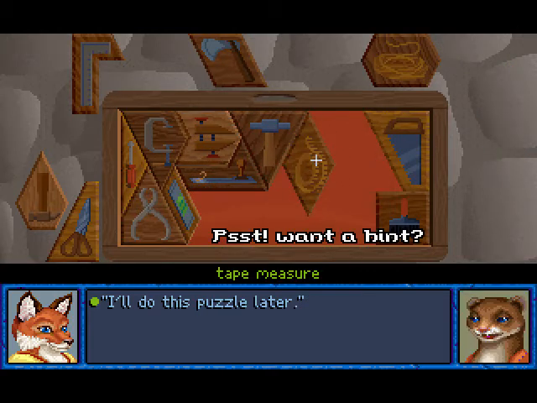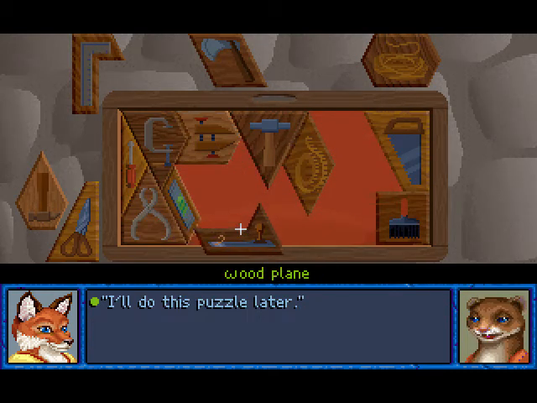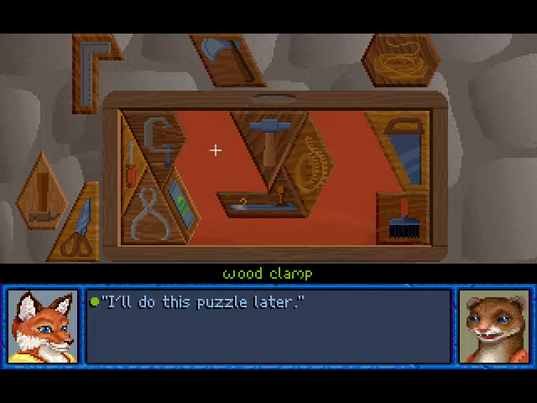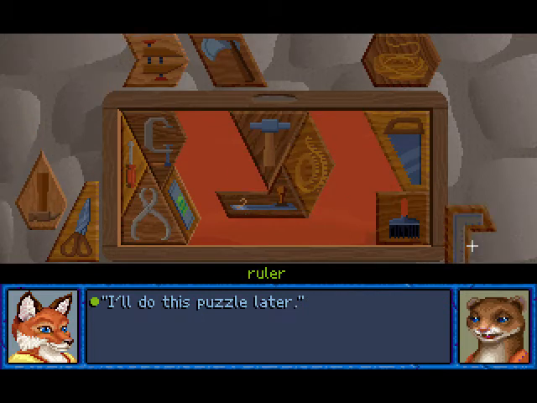Psst. Want a hint? Sure. Guys! I think the wood plane is in the wrong place. This does not help me.